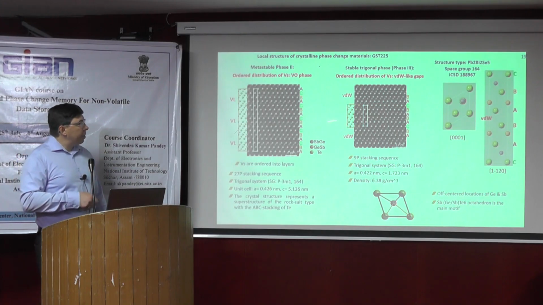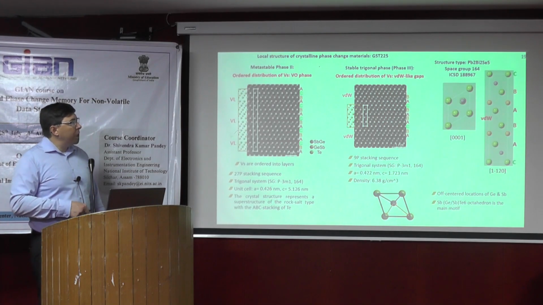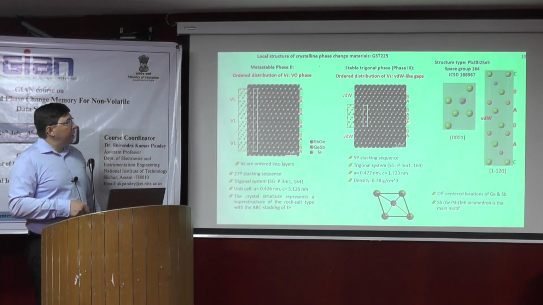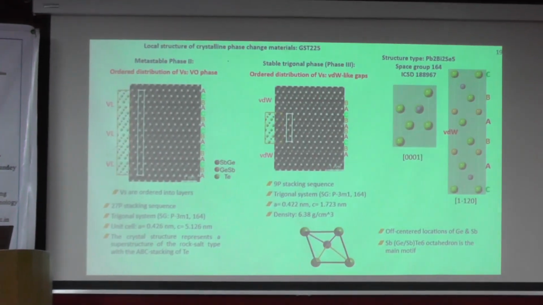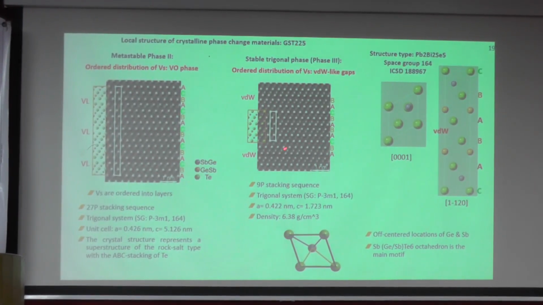Also, the difference between these two phases is that the stacking across the van der Waals gaps changes from cubic to hexagonal. So we have here ABC, AB, AB. Now we change ABC, ABC, AB again. So it's hexagonal. This structure now really belongs to the trigonal system. And again, in this system the main unit motif is an octahedron.